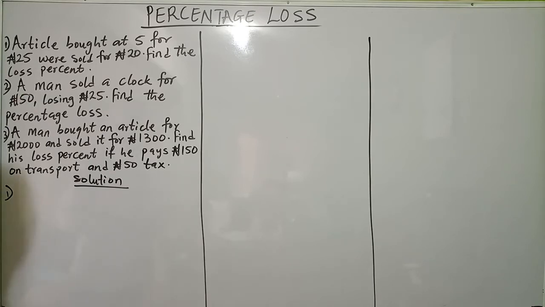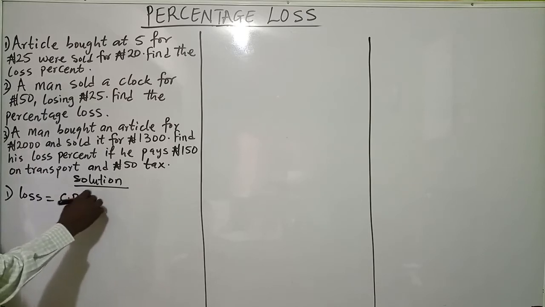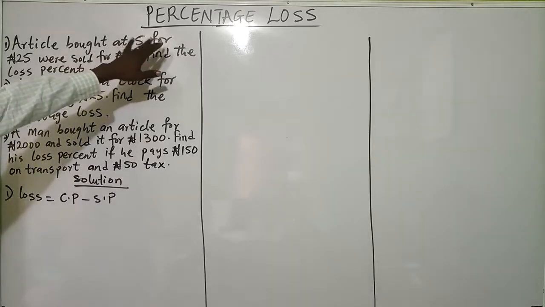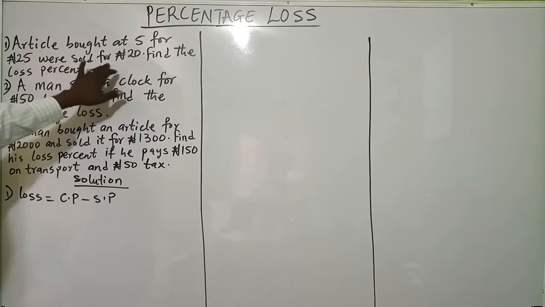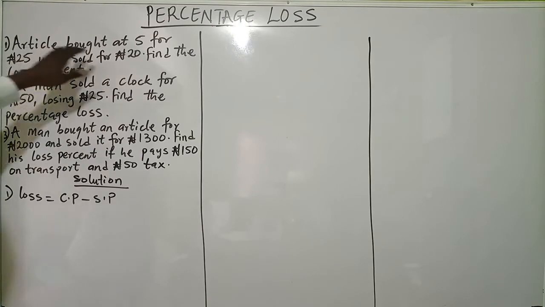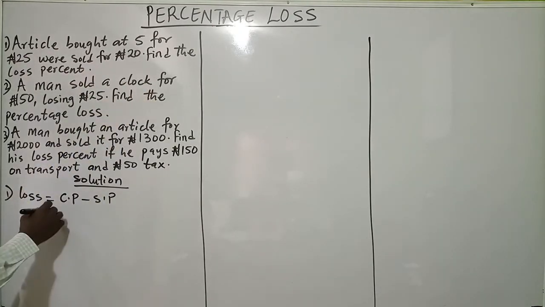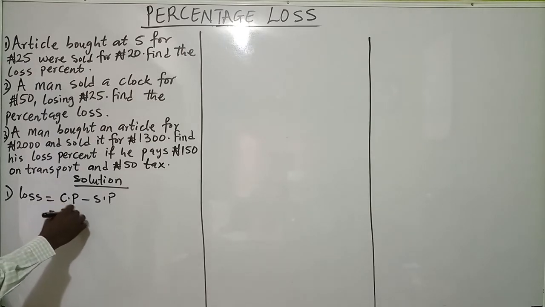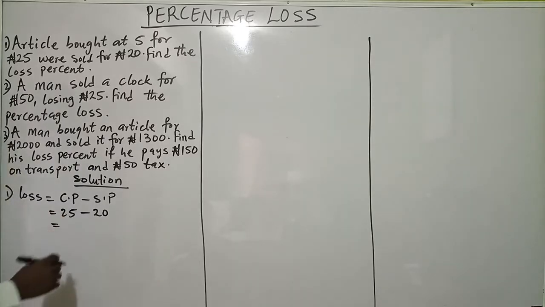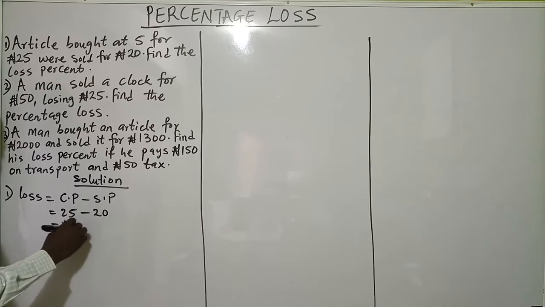Then we can calculate the percentage loss. So first we're going to get our loss. Loss is your cost price minus selling price. So let's go back to the question. An article bought at 5 for 25 naira was sold for 20 naira. That means the 5 articles that were bought for 25 naira were now sold for 20 naira. So the cost price was 25, while the selling price was 20. So what is the loss now? The loss is 5 naira.